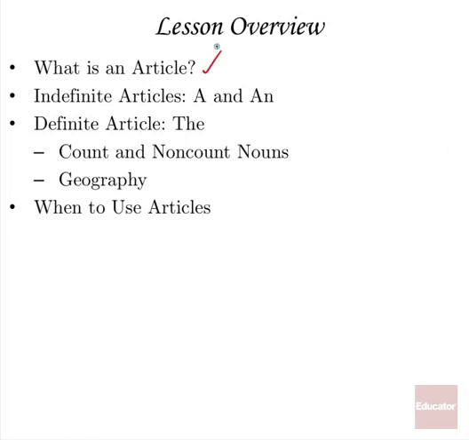We're going to look at the indefinite articles, a and an, and when to use them, something even native speakers get mixed up. And we're going to look at our one and only definite article, the, and how to use it for count and non-count nouns, how to use it for geography, and finally, we're going to do an in-depth study of when to use articles.